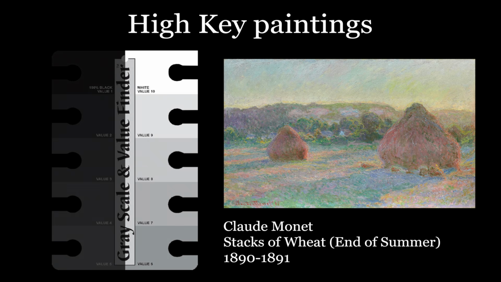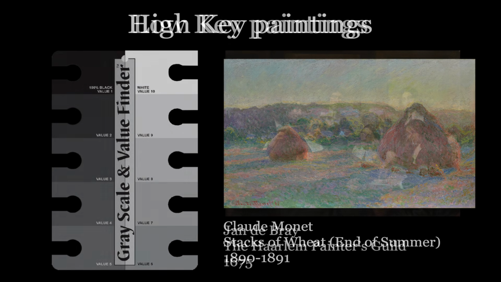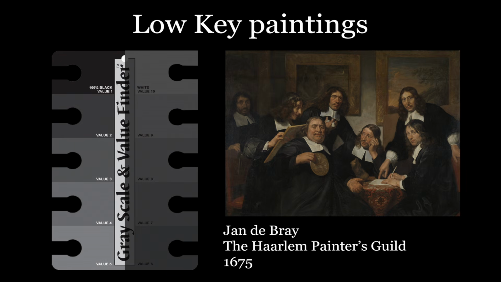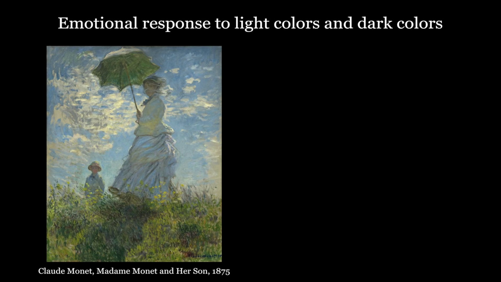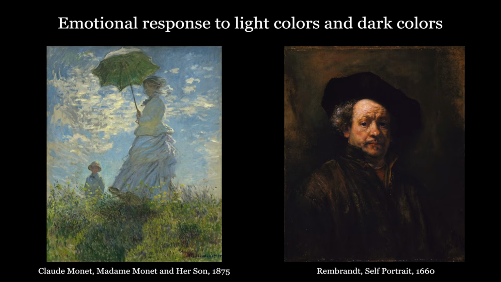You might hear paintings described as high-key, painted with lighter colors, like many of the Impressionist paintings, or low-key, painted with darker colors, like many of the Dutch Golden Age paintings. You might notice as you look at paintings that you have a different emotional response depending on the colors and values. So paintings like Monet's might inspire a feeling of openness or tranquility, while a Rembrandt portrait with darker colors may bring a sense of contemplation or heaviness.